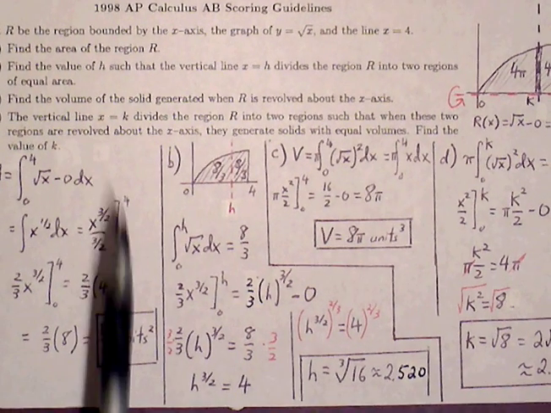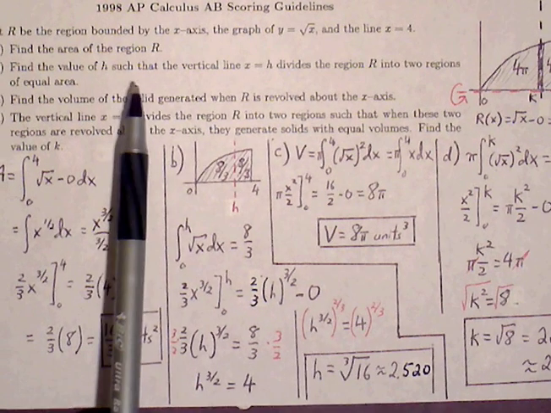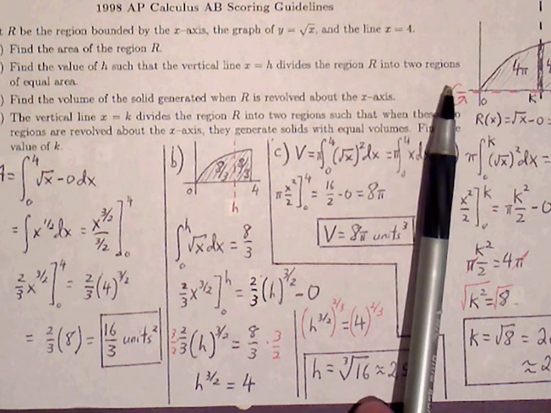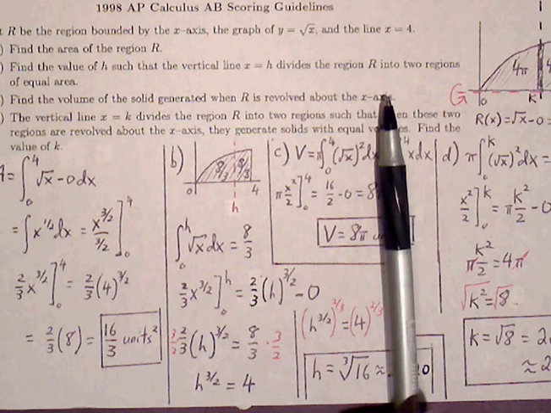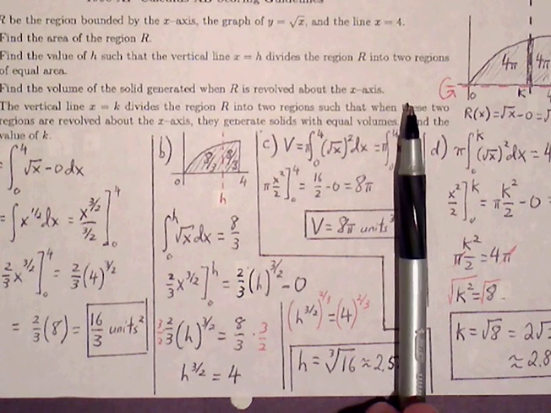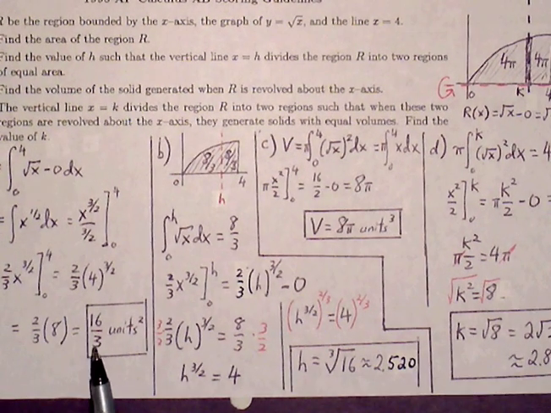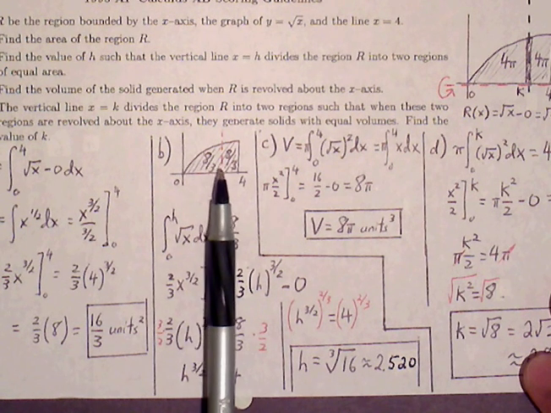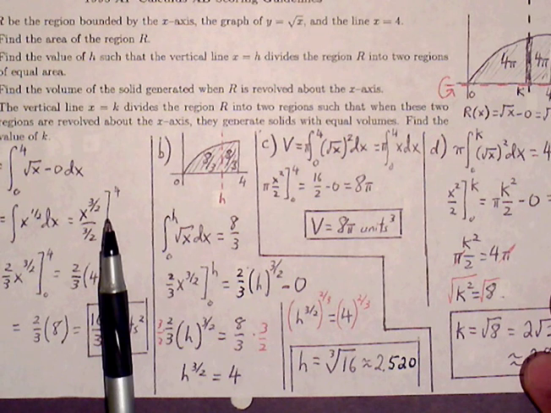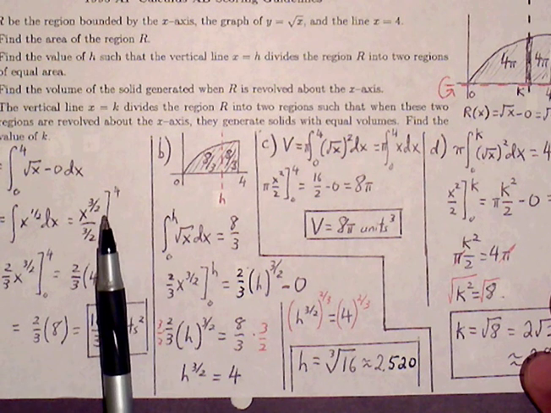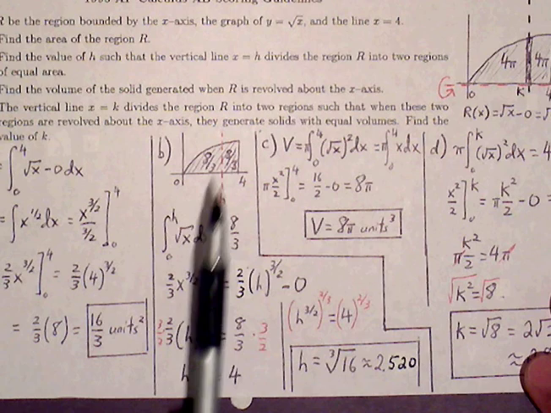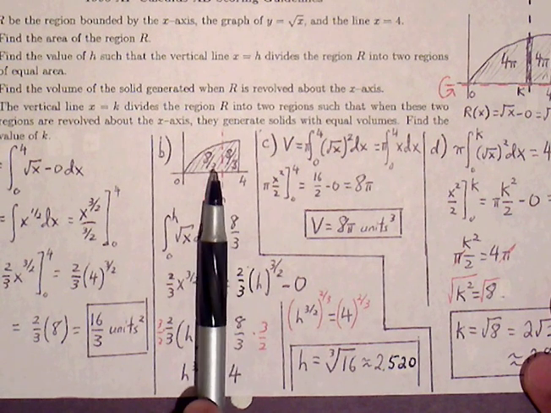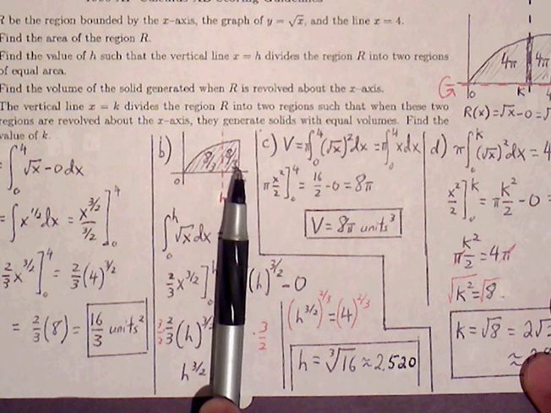Okay, part B says find the value of h such that the vertical line x equals h divides the region R into 2 regions of equal area. So we know from part A that the area of this entire region from 0 to 4 is 16/3. So if we split 16/3 into 2 regions of equal area, we're going to have one region being 8/3 and the other region being 8/3. Okay, this will split this area in half because 8/3 plus 8/3 is 16/3.